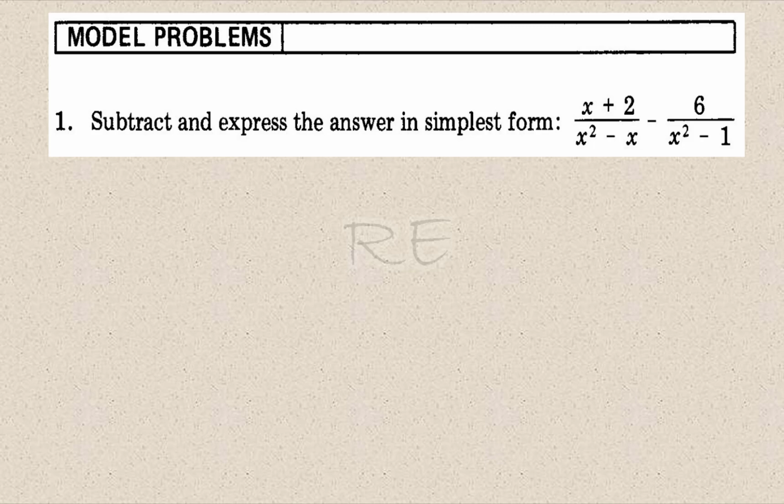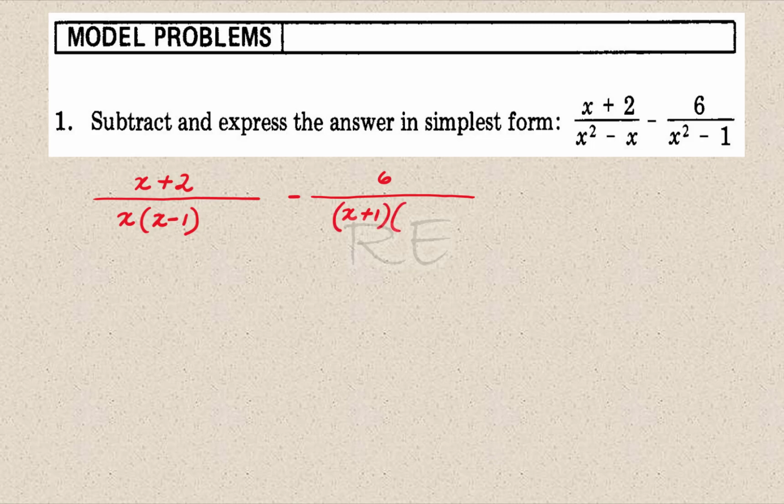In order to find the lowest common denominator, we're going to write all the denominators in factored form. The first one is x times x minus 1 from x squared minus x. And the second one is x plus 1 times x minus 1. Now we need to see what's missing for the denominator to be a common denominator.